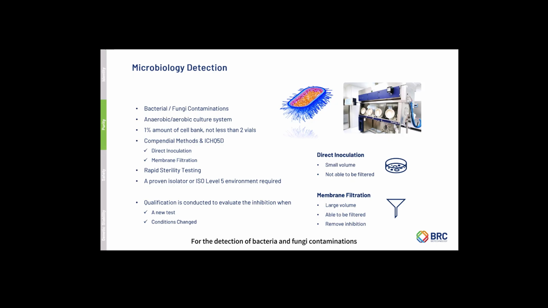For the detection of bacteria and fungi contaminations, the test is conducted in a validated ISO Level 5 environment within an isolator. In accordance with the requirements of the European Pharmacopoeia, it is necessary to test 1% of the cell bank or not less than 2 vials of the cell bank. There are two methods used: direct inoculation and membrane filtration. Typically, cell samples are tested using the direct inoculation method, while UBH samples are tested using the membrane filtration method.